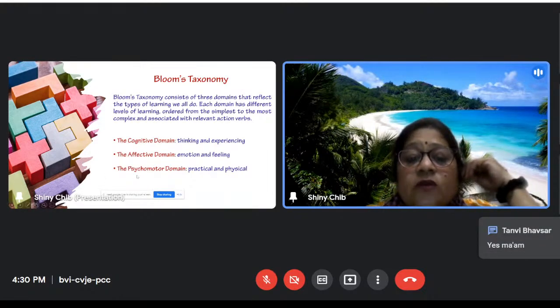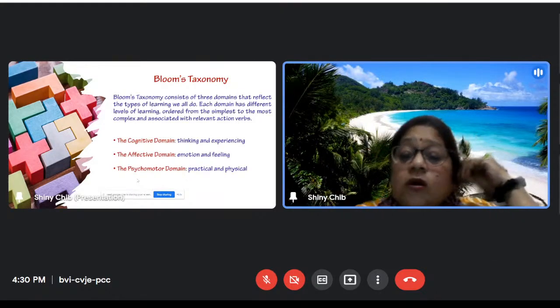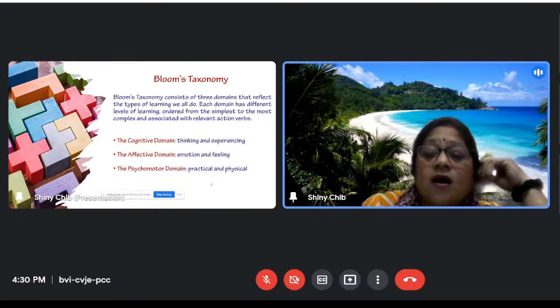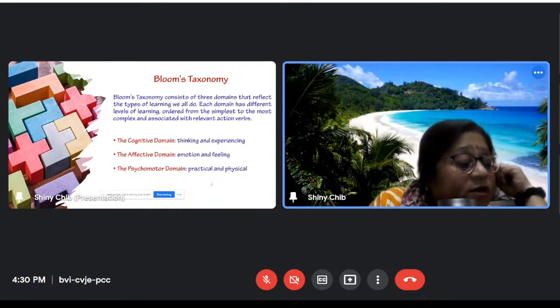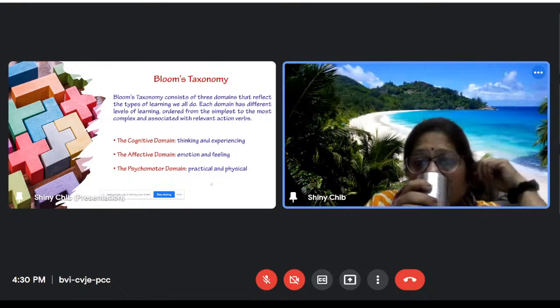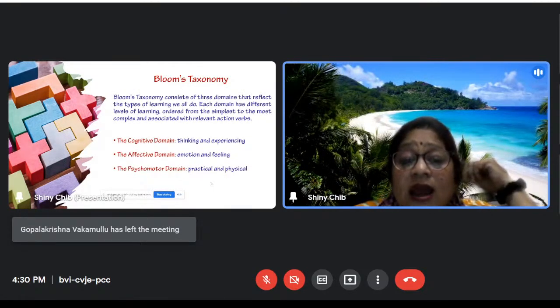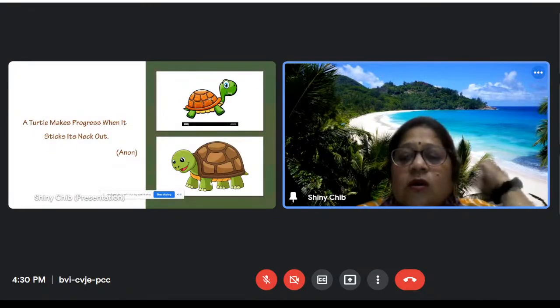Then the third domain which Bloom's taxonomy focuses on is the psychomotor domain. This psychomotor domain is nothing but the practical and the physical aspect. For example, the last stage, the 6th level, if you could see, emphasizes this part. You have learned, you have understood the concept, you have analyzed the concept. Now it is time to come up with a new thing.